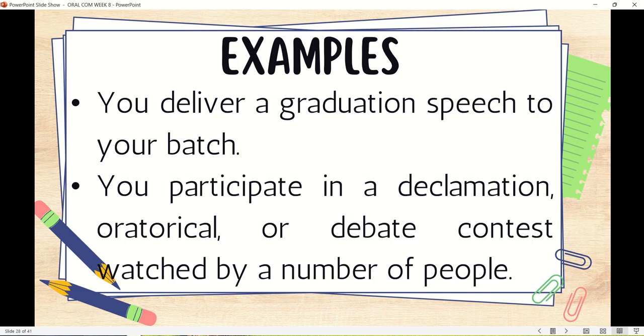How about for the examples of public communication? You deliver a graduation speech to your batch. In this situation, you're speaking in front of your fellow graduates. Usually, the number of your fellow graduates is more than 50, and sometimes it can be as many as 2,000 to 10,000 graduates.